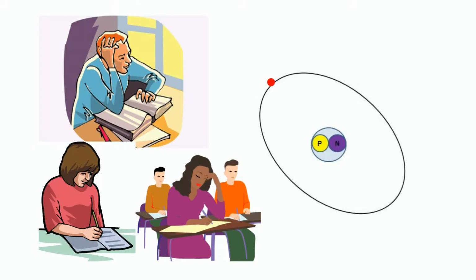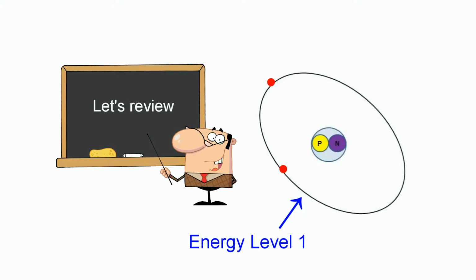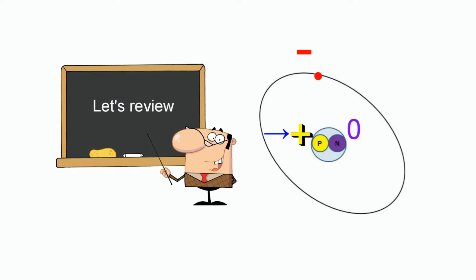Okay. Is all of this beginning to sound familiar to you? Well, just to make sure, let's recap. The proton and the neutron are located at the center of the atom and are called the nucleus, while the electron, according to the solar system model, orbits the nucleus, and the orbit is called an energy level. We also know that the proton has a positive charge, the neutron has no charge, and the electron has a negative charge.